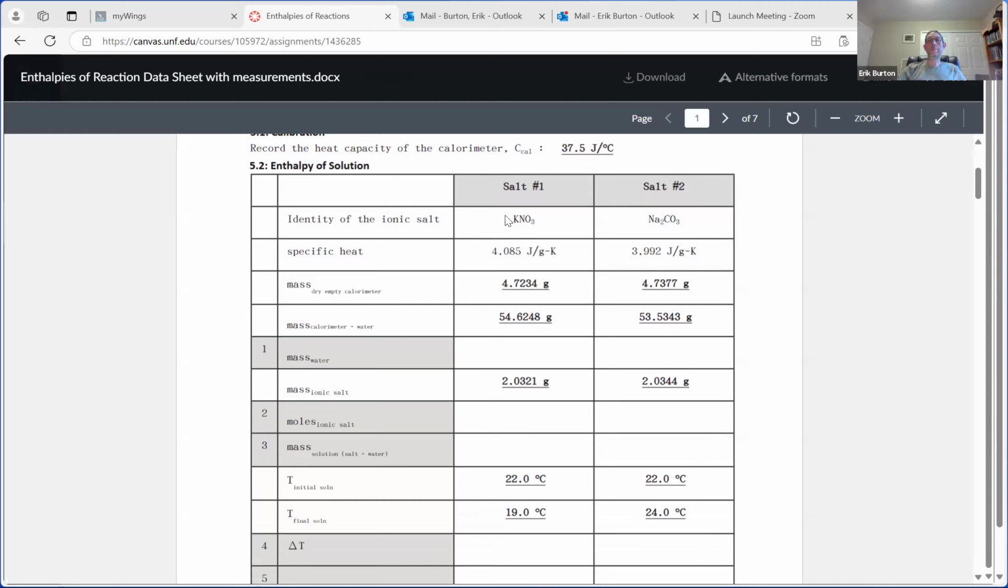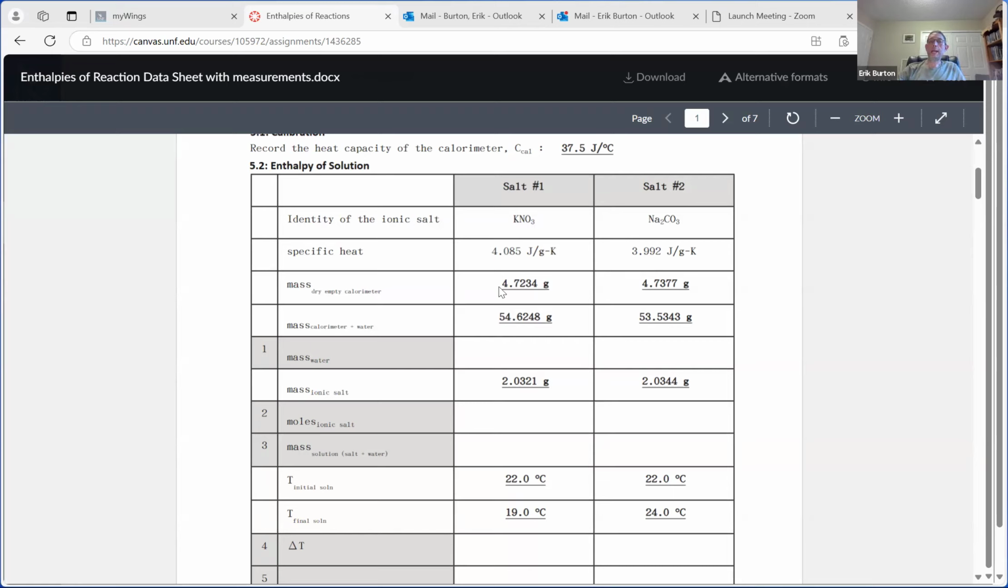That's the accepted value. Here's your potassium nitrate salt. They give you the specific heat capacity for this salt, which you will need. These two, for the salts, they give you the heat capacity right here. The rest of them, the liquids after this, you're going to use the heat capacity for water, 4.184. But I'll come back to that.